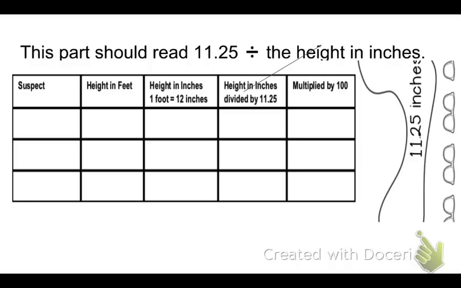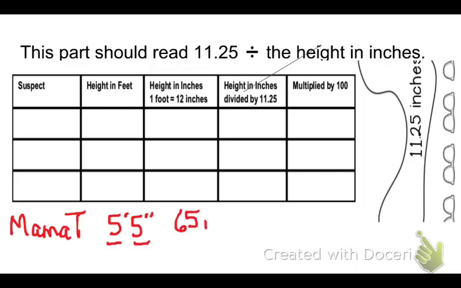For example, I, Mama T, am 5 feet 5 inches. To convert that into all inches, I'm going to take this 5 times 12. That's 60. So 60 inches plus 5 more inches. So my height in inches is 65 inches. You don't have to put this on your paper. I'm just showing you how to think through it.